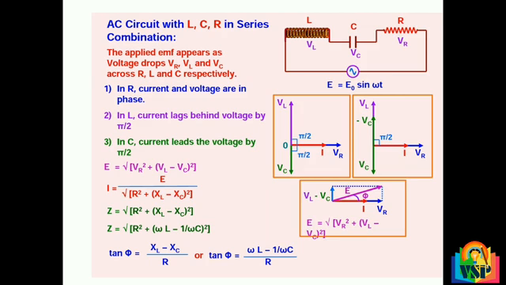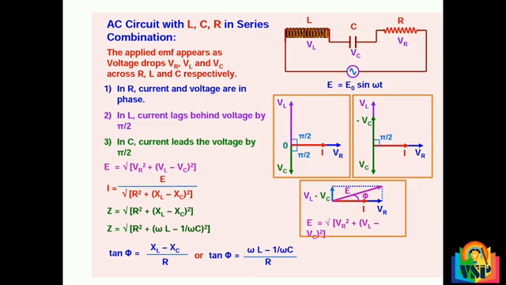Alternating current, part 4. Coming to the main content: alternating current circuit with inductor, capacitor, resistor in series combination. See the diagram beside you: L, C, R. L means inductor, C means capacitor, R means resistor. VL means the voltage across the inductor, VC means the voltage across the capacitor, VR means the voltage across the resistor.